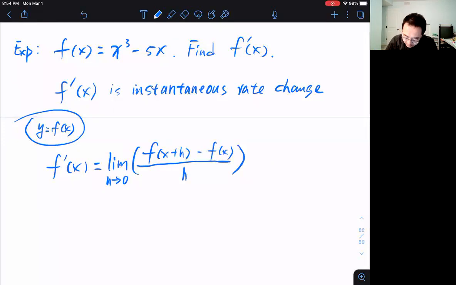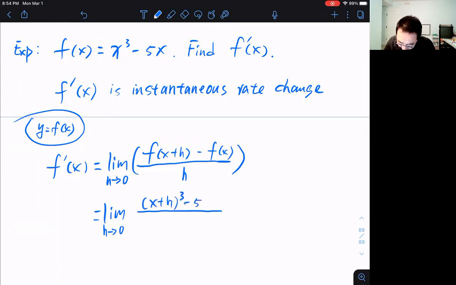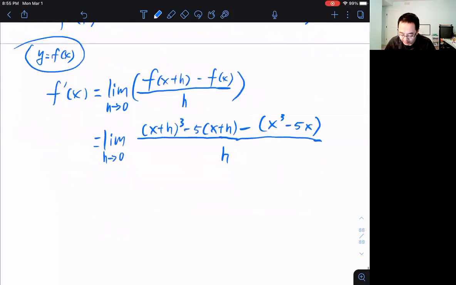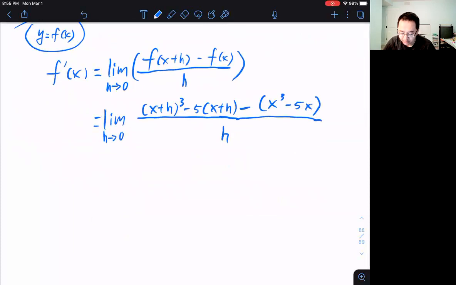Okay, so let's plug this in, and this equals the limit as h approaches 0 for, okay, so this is x plus h cubed minus 5 times x plus h. We just replaced x from this original function here with x plus h, okay? And then minus, okay, x cubed minus 5x, okay? So that is what f of x plus h minus f of x equals, then divided by h. Now you can see it's pretty complicated. We need to figure out how to simplify everything in the numerator.